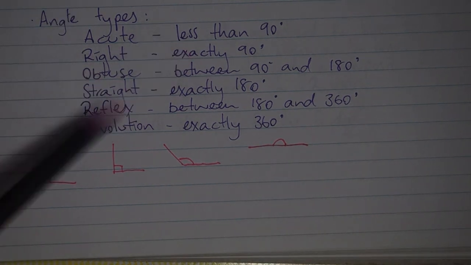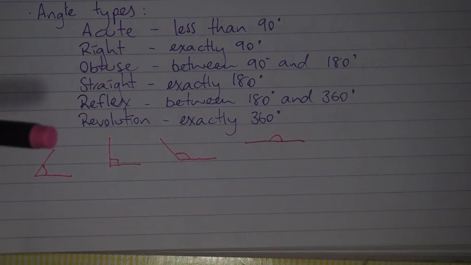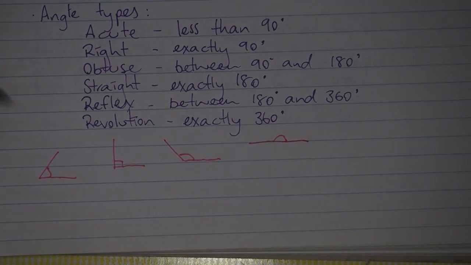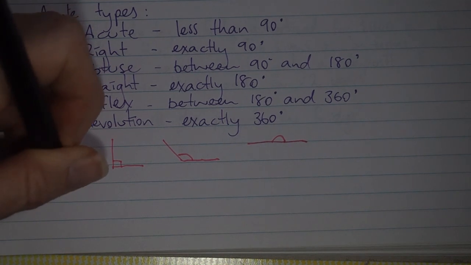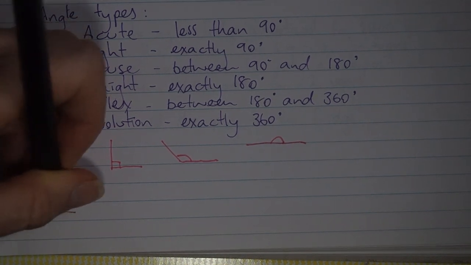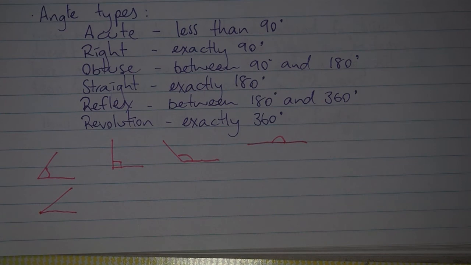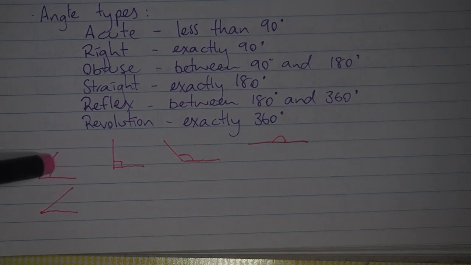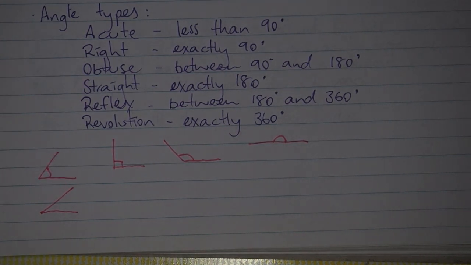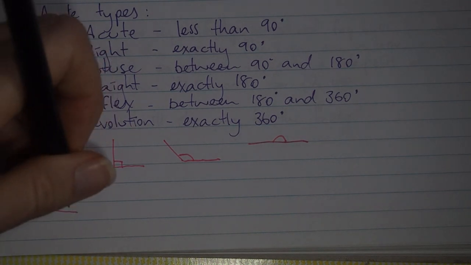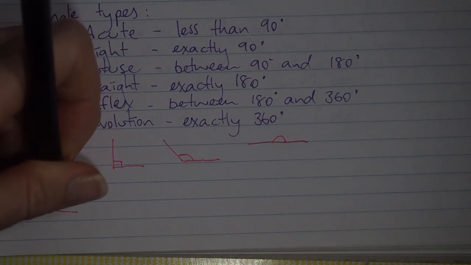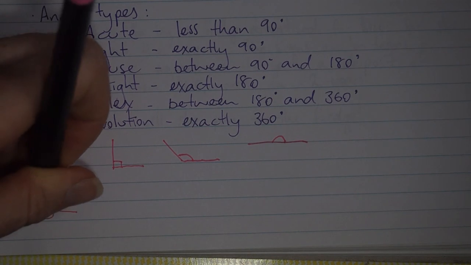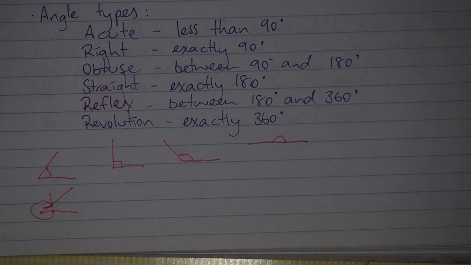Then we get to reflex angle. Now I'm going to go back to where I drew my acute angle, because reflex angles and acute angles often look very, very similar. Except where my arc was in the smaller part of the acute angle, in a reflex angle, which is between 180 and 360 degrees, my arc is actually on the outside. So it means the angle has gone beyond straight and it's coming back around onto itself.